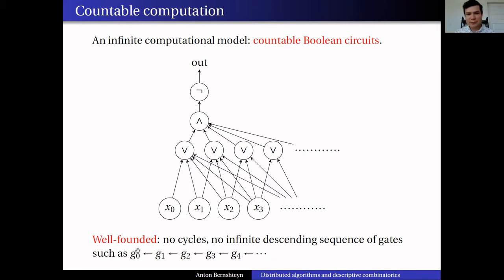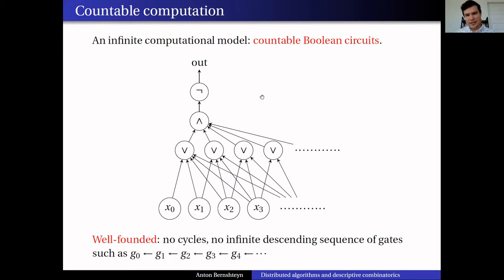In the infinite setting, in addition to saying that there are no cycles, we also have to say that there are no infinite descending sequences of gates. What I mean is that there shouldn't be a gate G0 that depends on some gate G1, which depends on G2, which depends on G3, etc. Because the computation has to start somewhere, right? If there is such an infinite sequence of dependencies between the gates, then we cannot actually evaluate them because there is nowhere we can start. It doesn't reduce to the inputs.